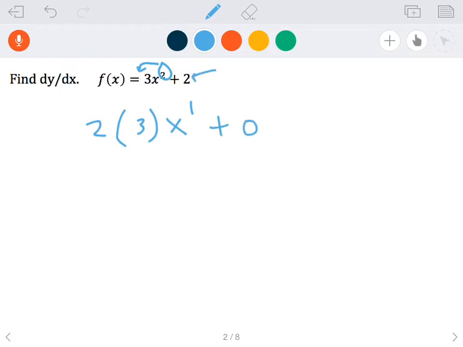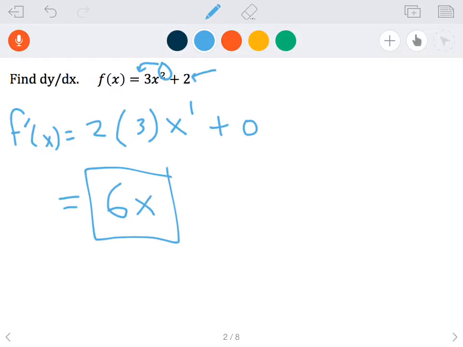You don't even really have to show that, but for completeness, we'll show it here. So simplifying that, 2 times 3 gives me 6. You don't show the 1 on the x, you don't even have to write it once you get used to it. And then plus 0, there is my final answer.